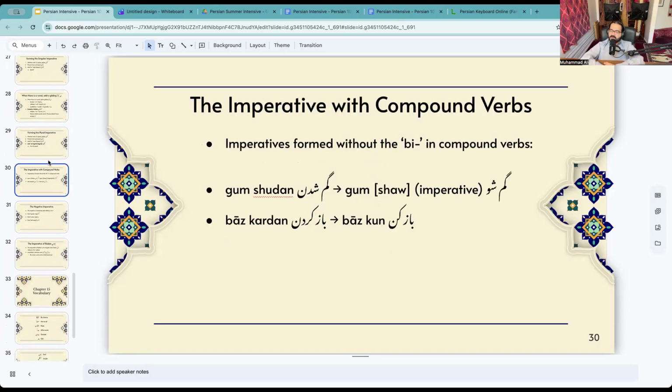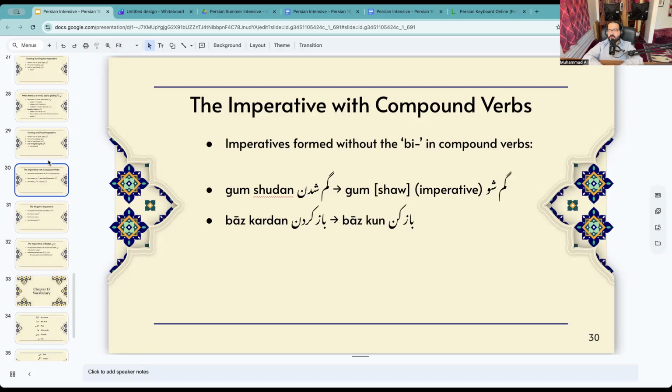How do you do this with compound verbs? Compound verbs, not literally all of them, but they tend to not add the B for the imperative. So gom shodan is to be lost, to get lost. Remember, we only deal with verbs on the verbal element. So gom is just a noun. It means lost. So just like we say in English, get lost, this has become lost. So shodan, the present stem is show. But we don't say gom bisho. We say gom sho.